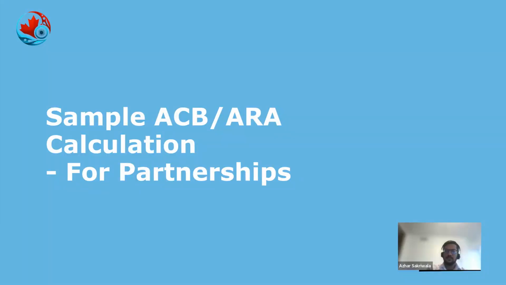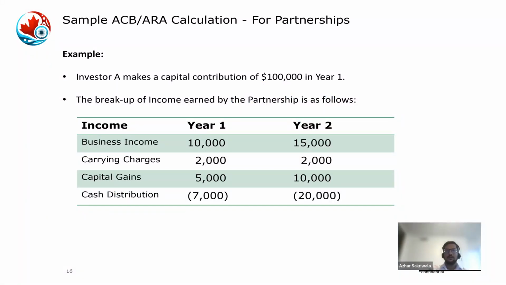Now coming on to sample ACB ARA calculations. This is a simple illustrative example of how you calculate the tax cost base for a partnership. Let's say investor A makes a capital contribution of 100,000 in year one, and this is the breakdown of their income and distributions. In the first year, the partnership earned $10,000. Second year, it earned 15,000.